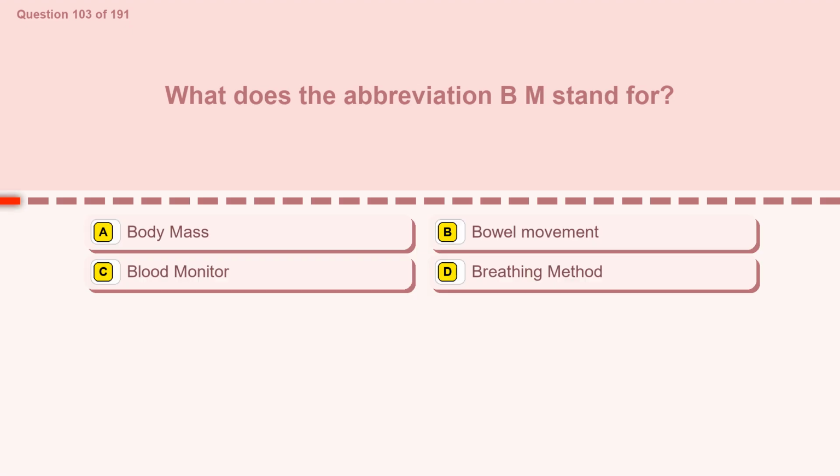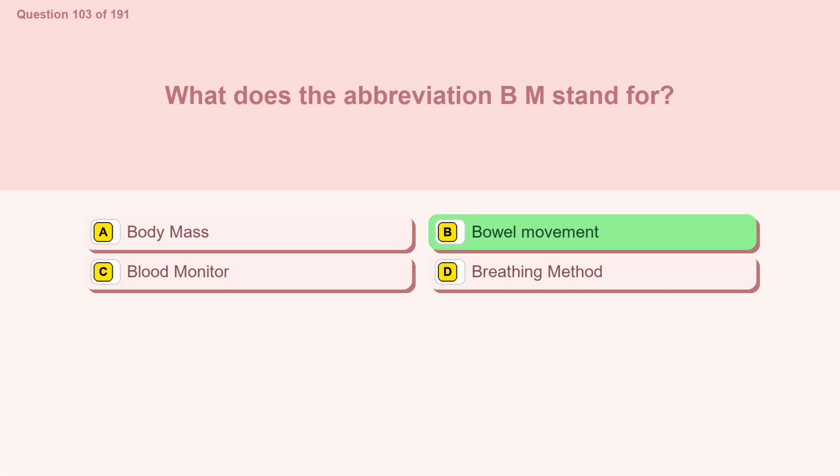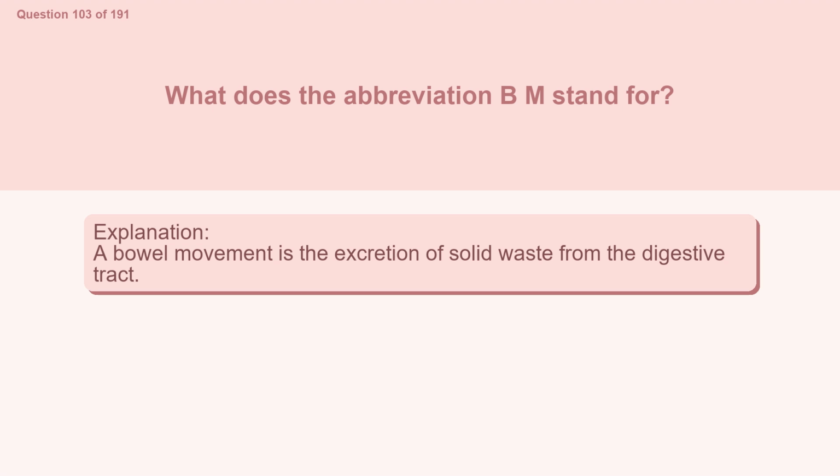Question 103. What does the abbreviation BM stand for? Option A, body mass. Option B, bowel movement. Option C, blood monitor. Option D, breathing method. The correct answer is option B, bowel movement. A bowel movement is the excretion of solid waste from the digestive tract.